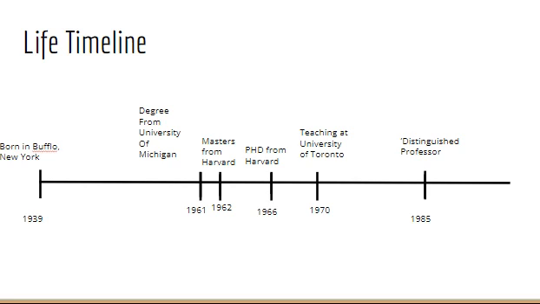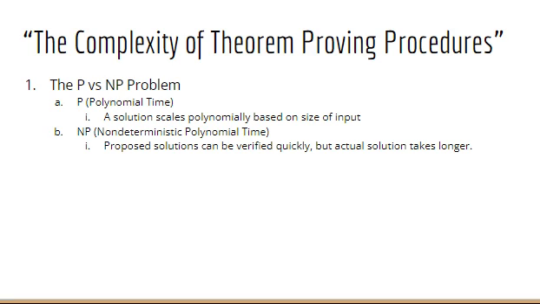It was during his professorship at Toronto that Cook published his seminal paper in 1971 titled The Complexity of Theorem Proving Procedures. This groundbreaking paper formally defined the concepts of polynomial time reductions, now called Cook reductions, and clearly formulated the P versus NP problem. You may ask yourself, what does that mean?